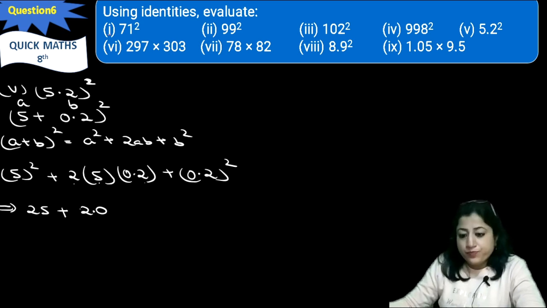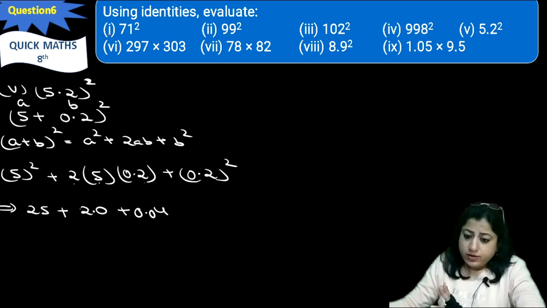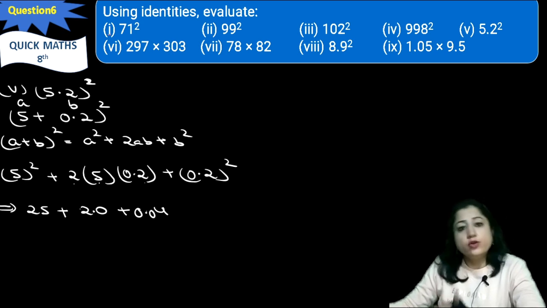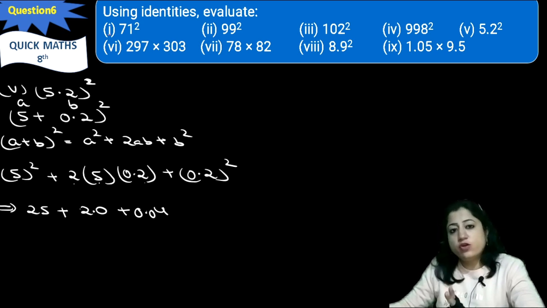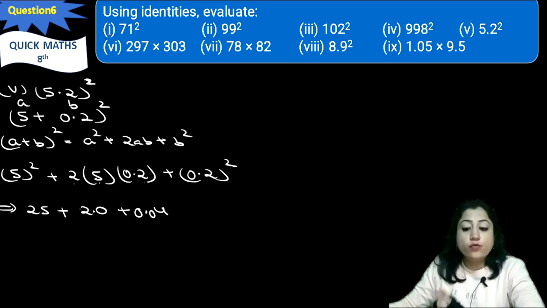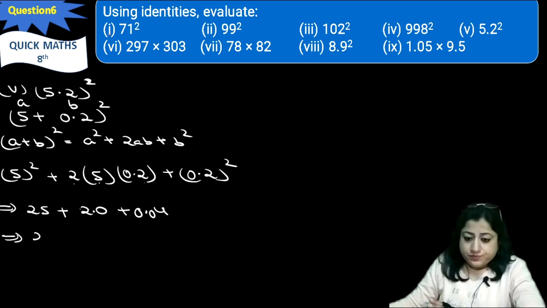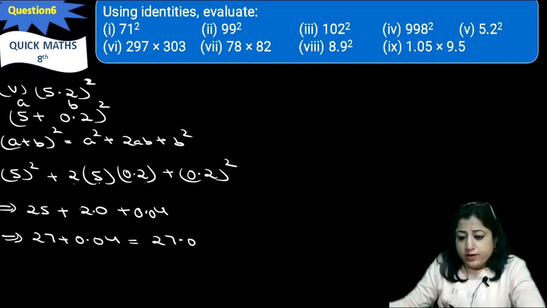Then 0.2 square means 2 square is 4 and the decimal is up to 2 places, so it can be written as 0.04, because 0.2 times 0.2 means 2 places of decimal. The answer is 4, and for 2 places of decimal we write 0.04. So the answer will be 27 plus 0.04, so it will be 27.04. This is the answer.